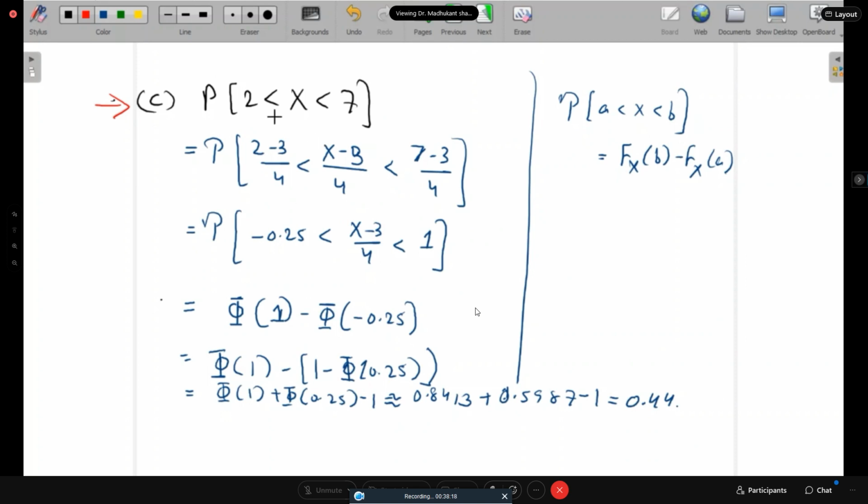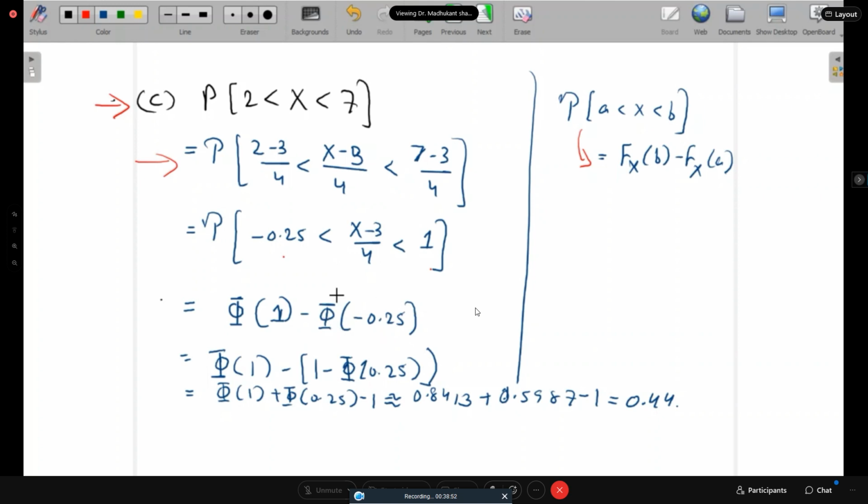Okay. So the probability that 2 less than x less than 7. Again you will repeat the same story here, x minus 3 by 4. So the left hand side is going to be minus 0.25, and the right hand side you can work out, right, 1. Now in the continuous case, the probability that a less than x less than b is equal to Fx of b minus Fx of a, that we have worked out already. So this is going to be equal to phi of 1 minus phi of minus 0.25.